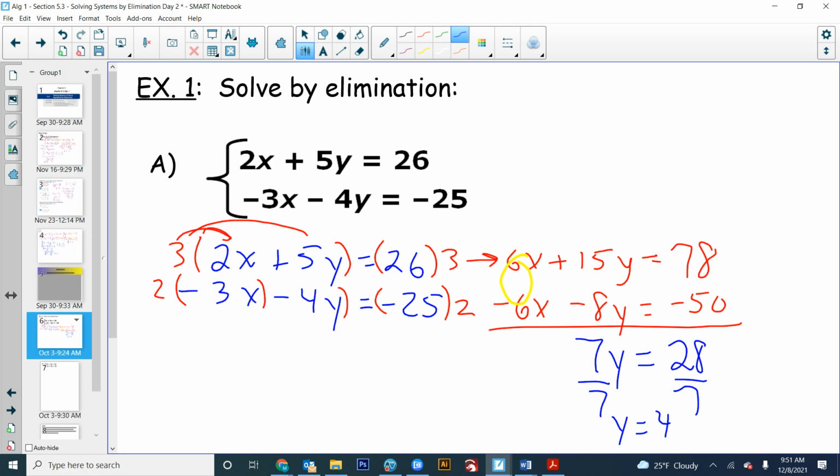Now, guys, we always want to plug into one of the original equations because they're going to be smaller numbers, right? Which one do you want to use? Really doesn't matter. What do you want to plug in y for, top or bottom? Top? Okay, y is 4. So I'm going to go 2x plus 5 times 4 equals 26. Go ahead, solve it for x.